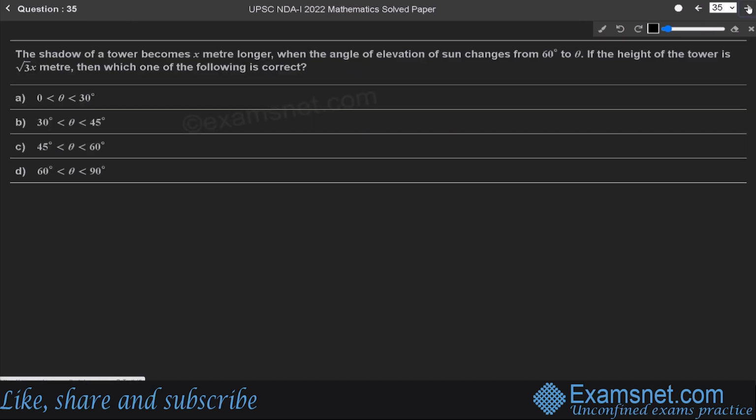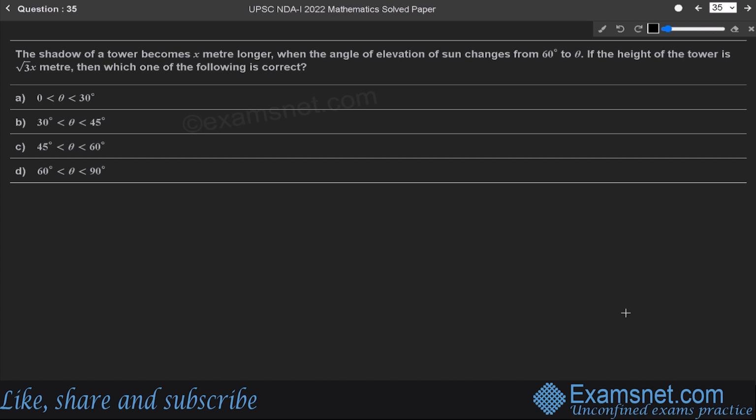Now let us see the next question, which is: the shadow of a tower becomes x meter longer when the angle of elevation of the sun changes from 60 degree to theta. If the height of the tower is root 3x meter, then which of the following is correct? Now again let us make the diagram for this question. This question is also from the applications of trigonometry.